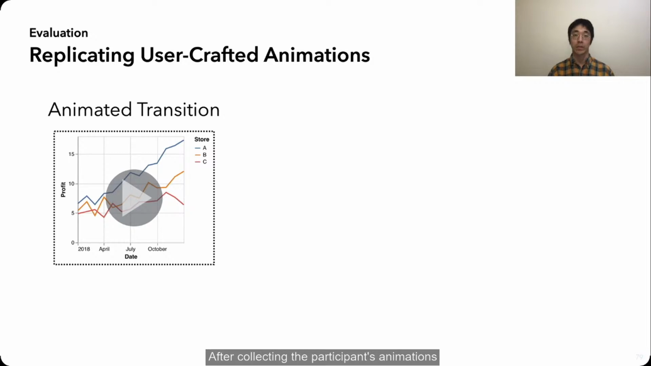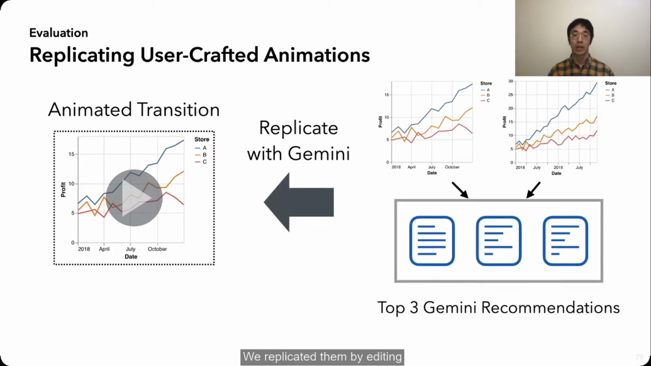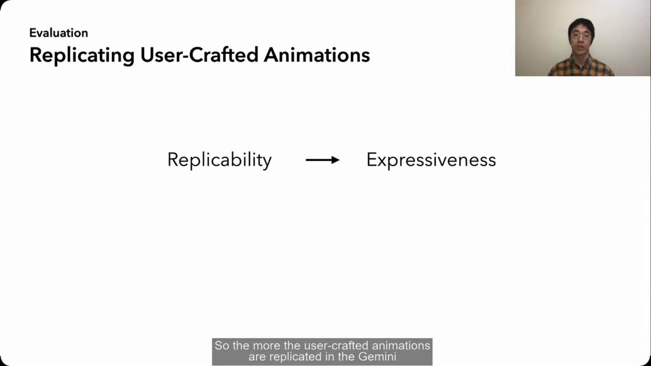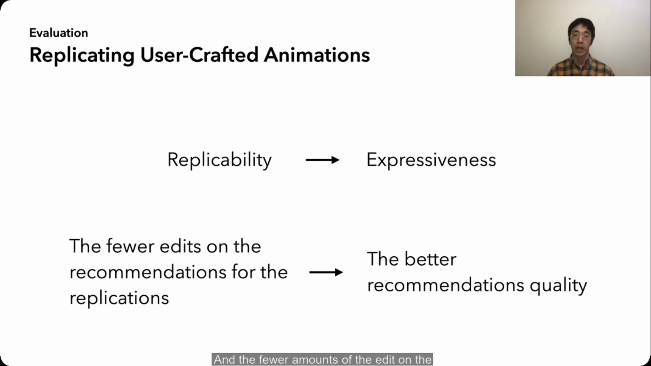After collecting the participants' animations, we replicated them by editing the top 3 Gemini recommendations for the given transitions. So the more the user-crafted animations are replicated in Gemini, the greater expressiveness Gemini has. And the fewer edits on the recommendations needed for the replications, the better the recommendation quality.